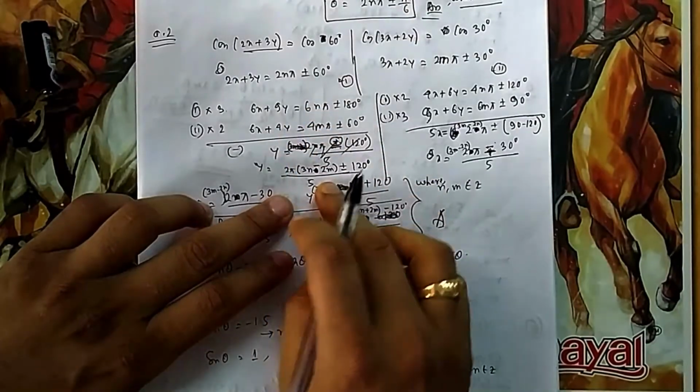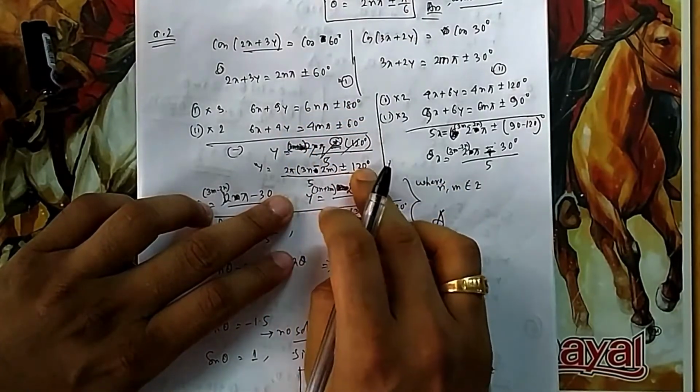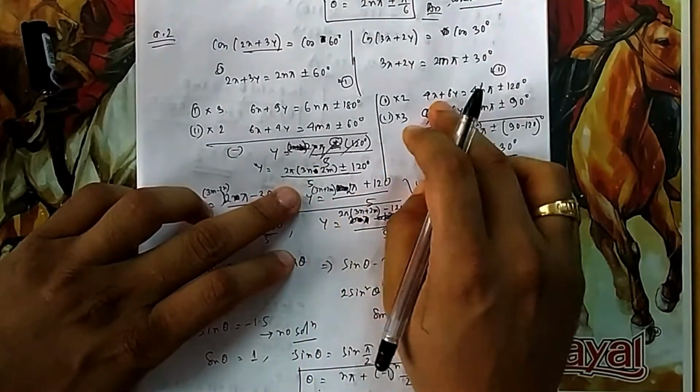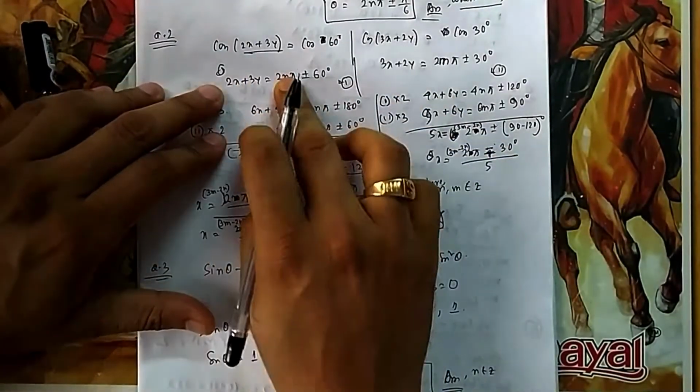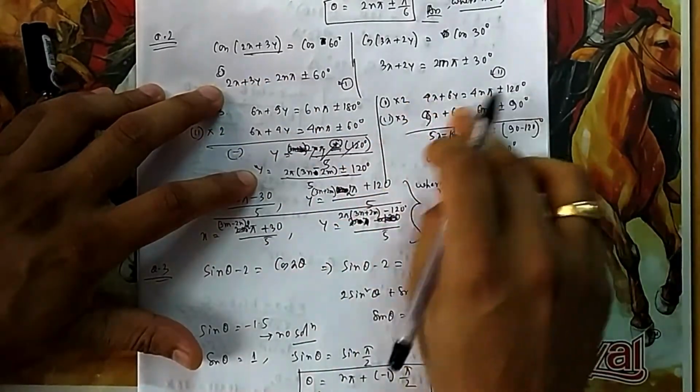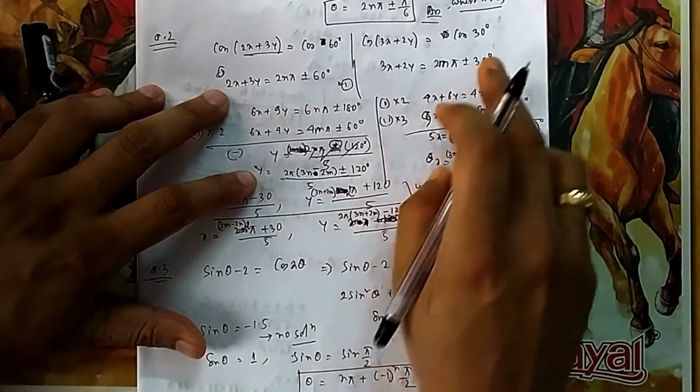So 3n minus 2m, then 180 minus 60, if you take plus minus common, 120. So it is (3n minus 2m) by 5 plus minus 120. Similarly, to find x, if I multiply this one by 2, you can put the value of y in any one equation and then find x, or else you do it this way, 1 multiplied by 2 and 2 multiplied by 3.